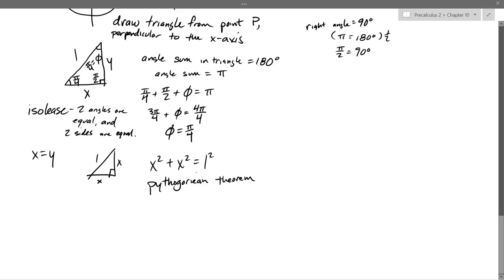So here's our new triangle, x, x, and 1, and we just got x squared plus x squared is 1 squared. So Pythagorean theorem. All right, now we need to do some algebra. So this is some of the first algebra we're going to do this quarter. What do I do to solve for x?